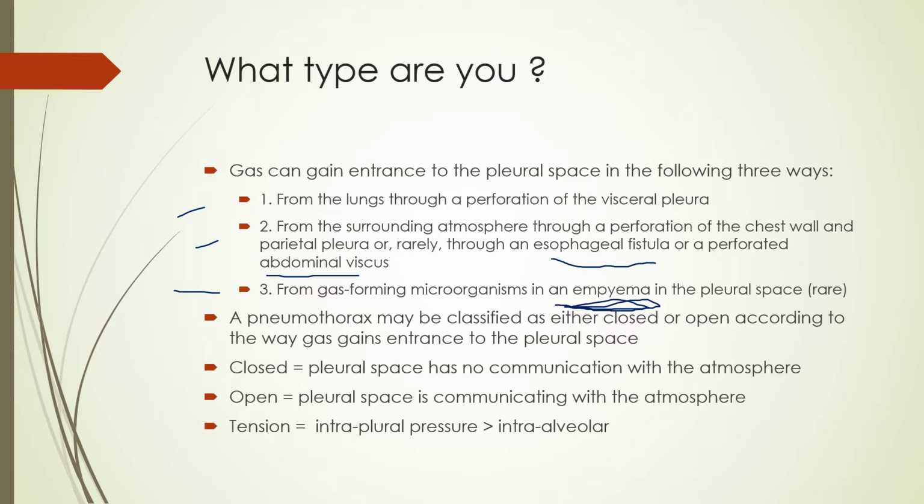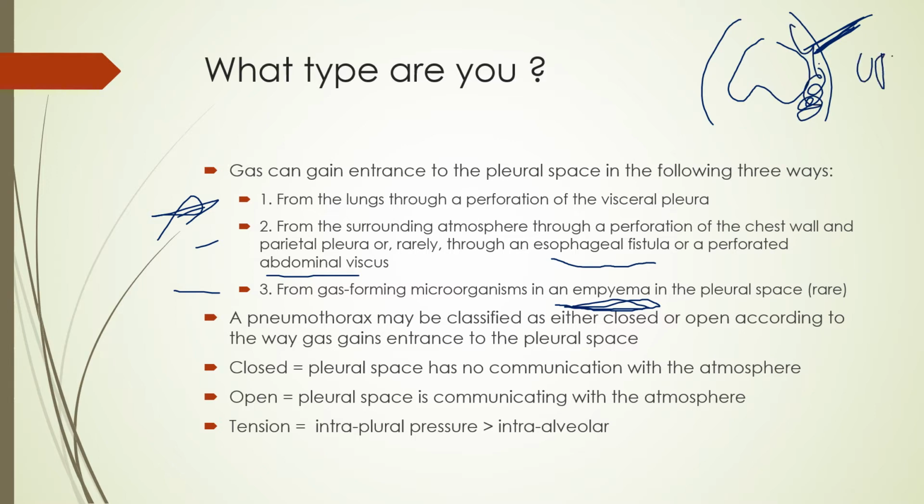So closed pneumothorax would be this, number one, right? That's where it happened from inside the lung, from the visceral or lung surface itself. Someone took too deep of a breath, popped a hole in their lung tissue. That's a closed pneumothorax. Now, an open pneumothorax would be gas getting entrance through the pleural space, right? So you have your lung tissue, and there's a hole that develops, and then now gas is going into the pleural space. This would be your open pneumothorax.